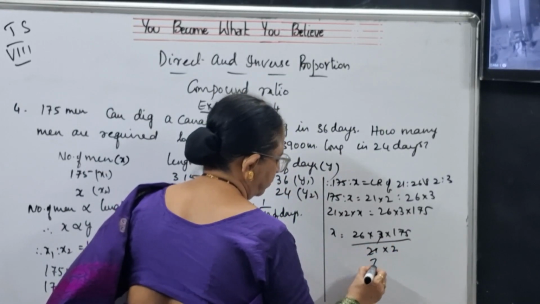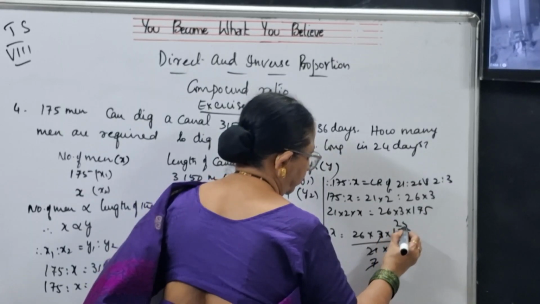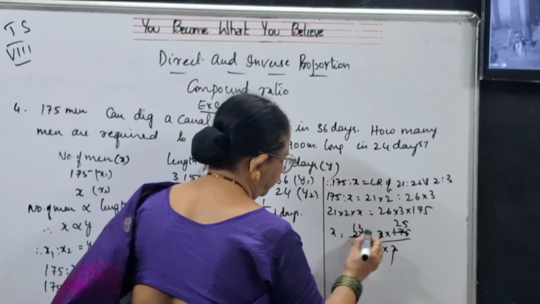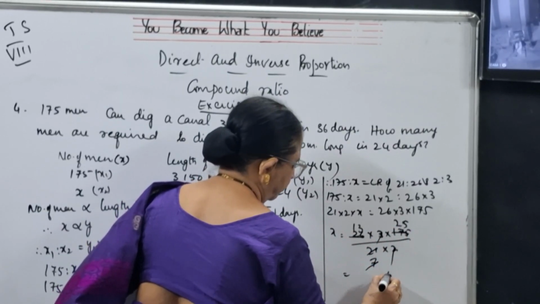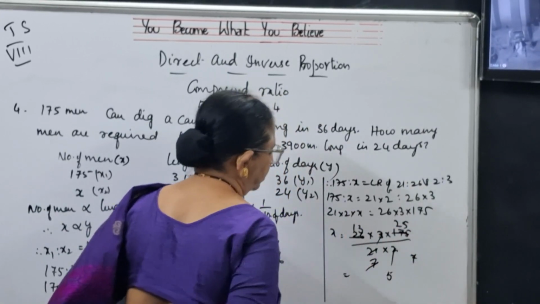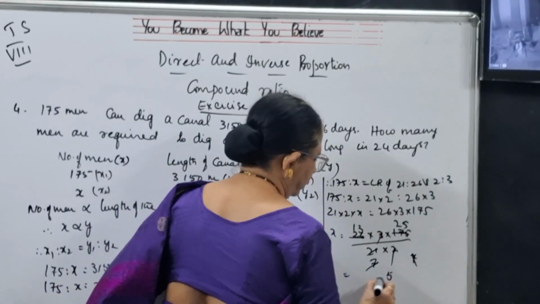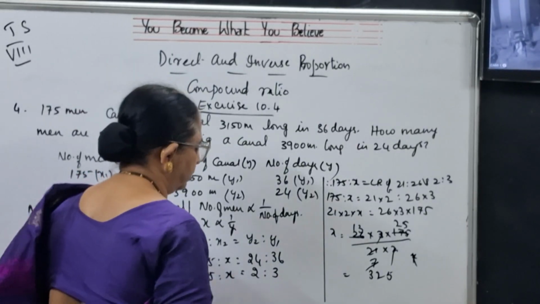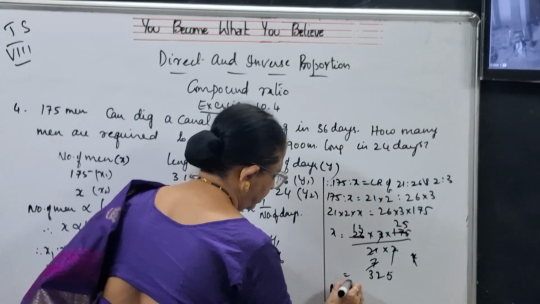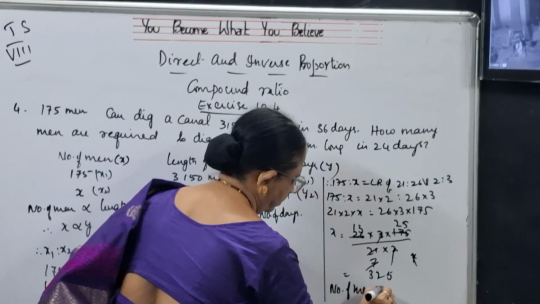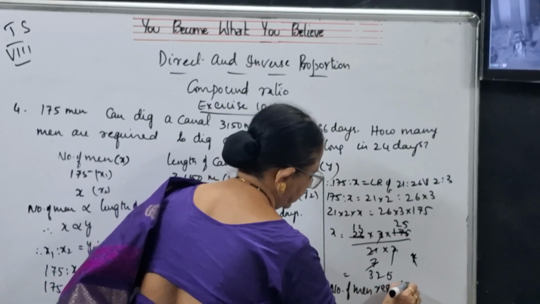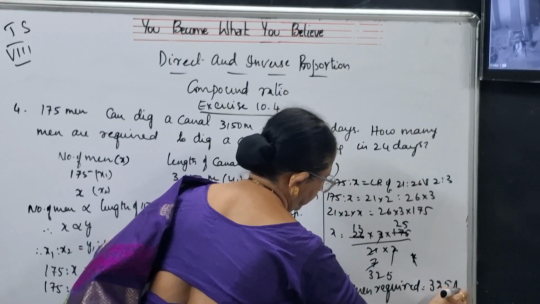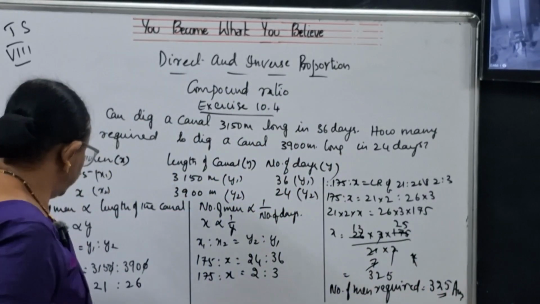3 ones are 3, 3 sevens are 21. 7 twos are 14, 7 fives are 35. 2 ones are 2, 2 13s are 26. So 25 threes are 75. 25 ones are 25. 325. So what is x? Number of men required is equal to 325. 325 is the answer for this problem, children.